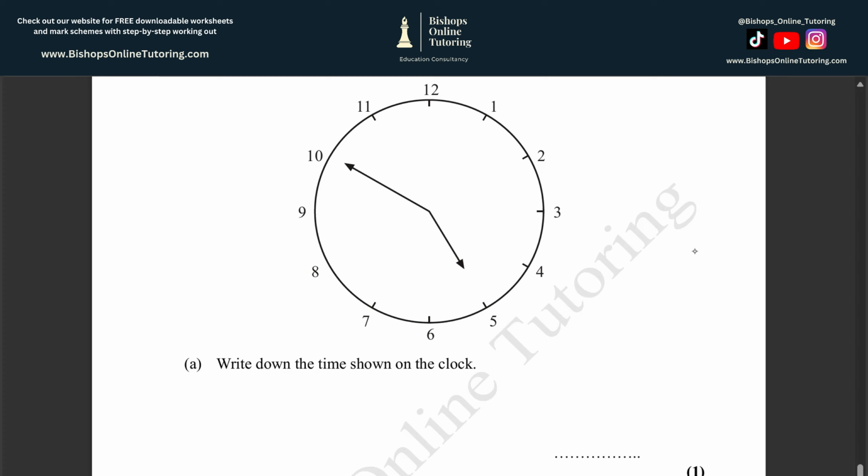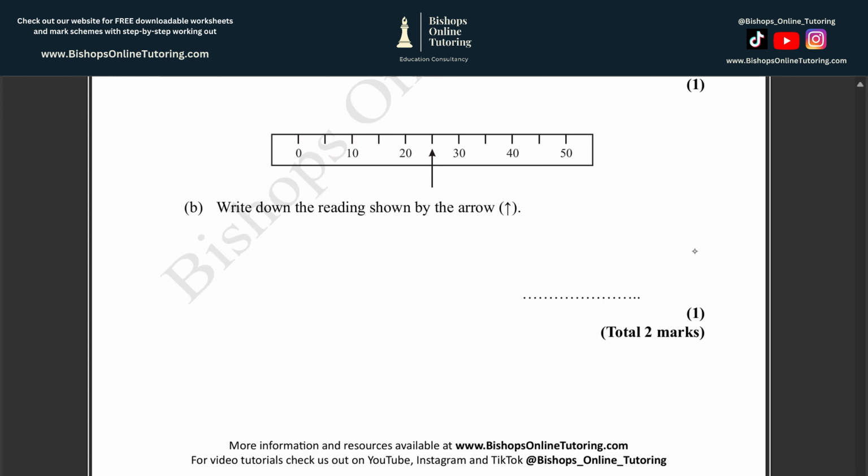Write down the time shown on the clock. Well, the shorter hand is pointing towards 5, and the longer hand is pointing towards 10. So it would be 4:50. A lot of people would write this down as 5:50, but remember this. If it was 5:50, so almost 6 o'clock, the shorter hand, so the hour hand, would be pointing closer towards 6.